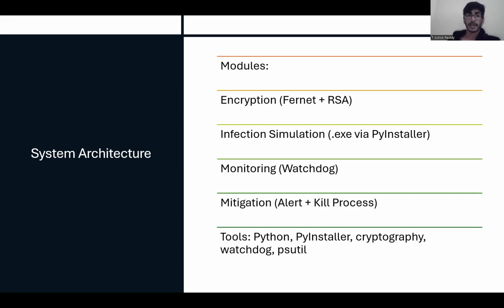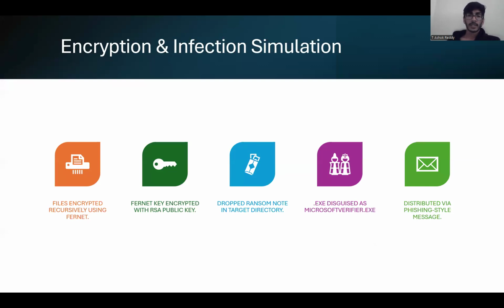And coming to the next slide, encryption and infection simulation. In our encryption process, the ransomware scans directories and encrypts each file using Fernet, which is fast and secure. The Fernet key is encrypted using the attacker's RSA public key. This means only the attacker with the private key can decrypt these files, like in real ransomware. The .exe file that initiates this behavior is disguised as a Windows process and shared by a phishing style email or message. It simulates how ransomware spreads in real world scenarios.